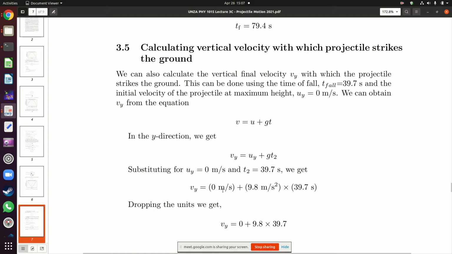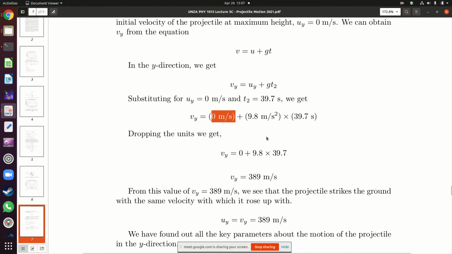Vy equals 0 meters per second, which is the velocity at maximum height, plus 9.8 meters per second squared, which is the acceleration, multiplied by the fall time, which is 39.7 seconds. When you drop units, you end up with Vy equals 0 plus 9.8 times 39.7. When you work this out, you end up with Vy equals 389 meters per second. So our projectile along the y direction hits the ground with the velocity with which it went up, which is 389 meters per second.